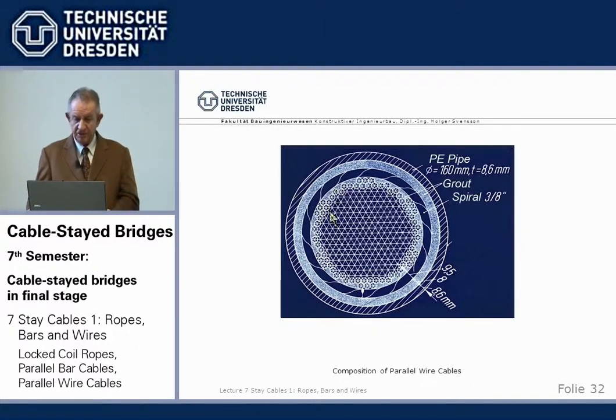They consist of parallel wires, 1/4 inch, 6.5 millimeters, something like that, inside a PE pipe. Between the PE pipe and the wires, there is some corrosion inhibitor, initially cement grout, like post-tensioning tendons, and there is then a helix around to keep them together in a tight position, and the wires themselves today are galvanized.